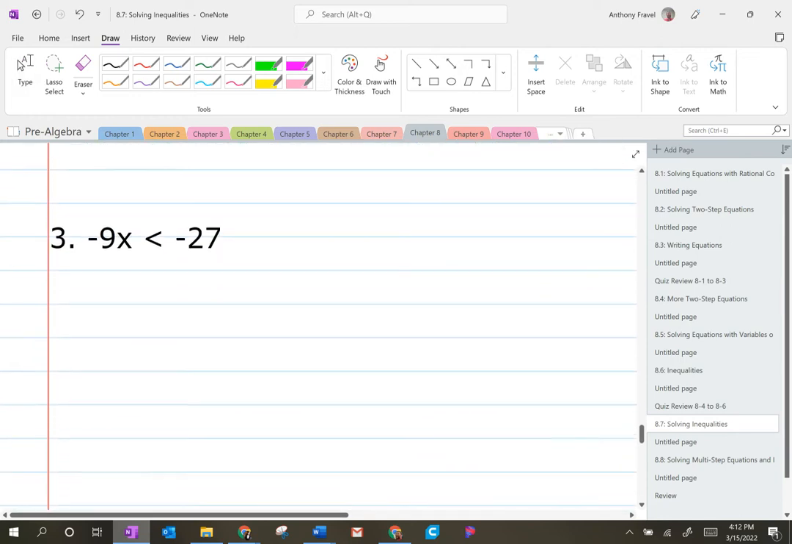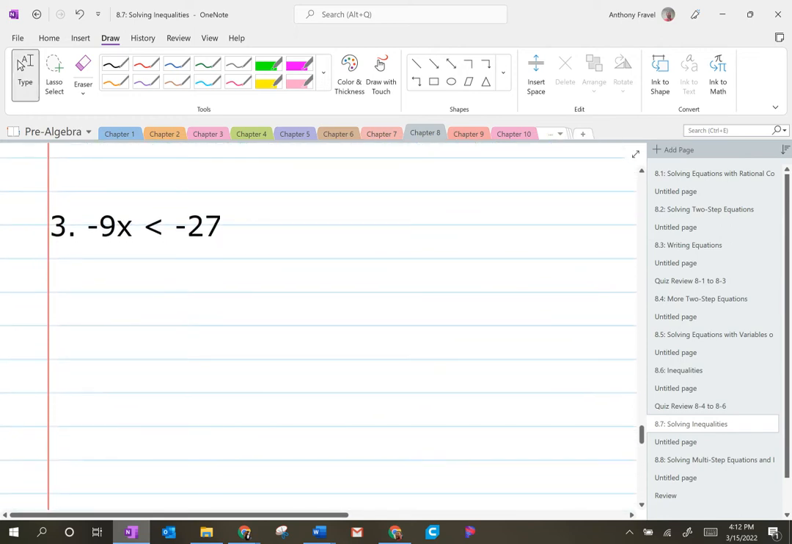All right, next example. Same thing again. I'm going to work through it. I'm going to make that divider line right down there. As I look at it, it says negative 9x is less than negative 27. I want to get the x all by itself, so I'm going to divide both sides by negative 9.